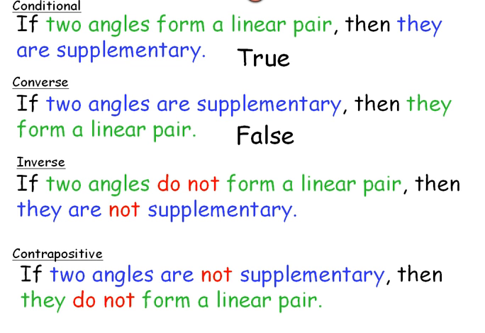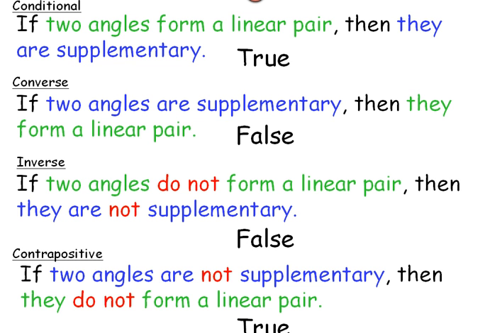Now, you don't have to be supplementary to be a linear pair. You could be two separate angles, not next to each other. The inverse is also false. If two angles do not form a linear pair, then they are not supplementary, for the same reason I said for the converse. The contrapositive, though, that is also a true statement. If two angles are not supplementary, then they do not form a linear pair.